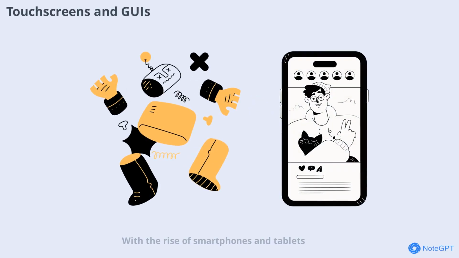With the rise of smartphones and tablets, touchscreens have become a popular way to interact with GUIs. Instead of using a mouse, users can tap, swipe, and pinch directly on the screen. This hands-on approach feels natural and intuitive, especially for younger users. Touchscreen GUIs are designed with larger buttons and simple gestures, making them easy to use on the go.